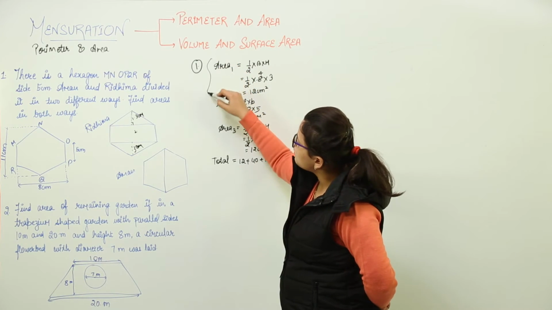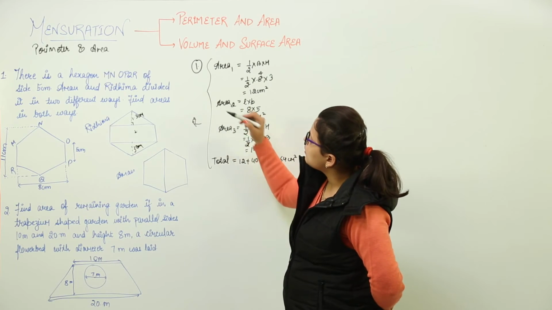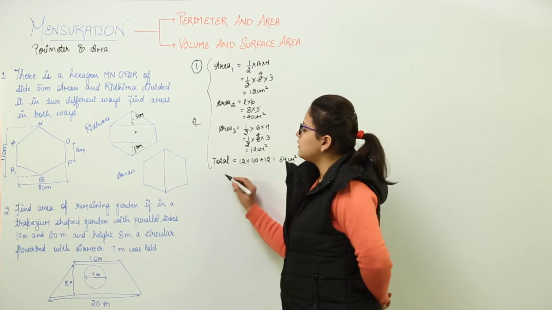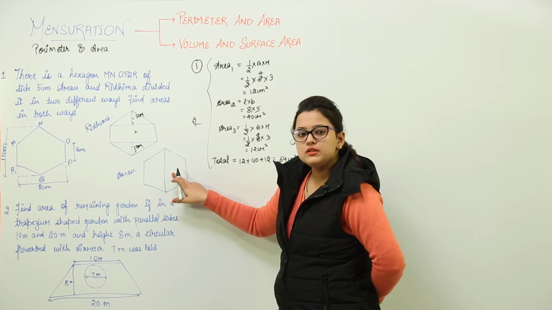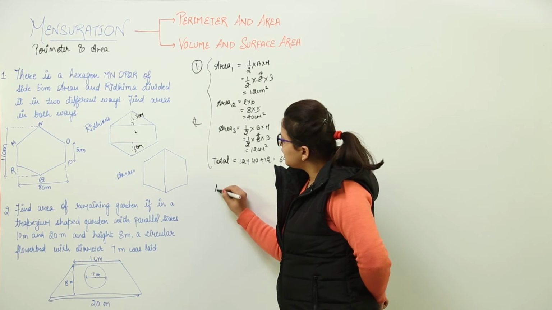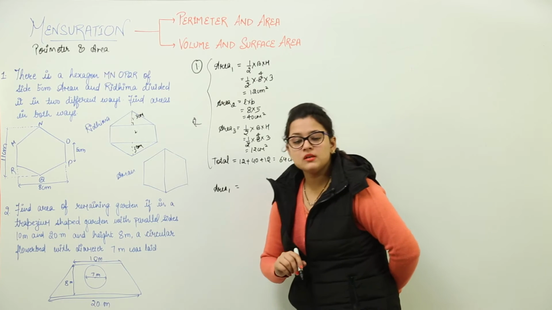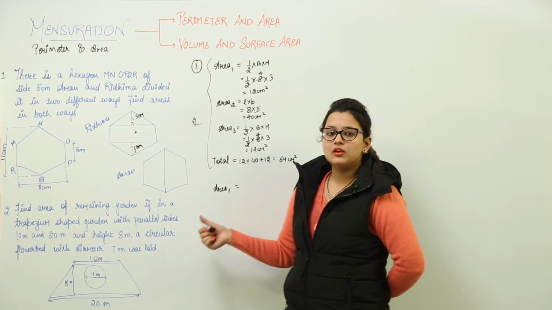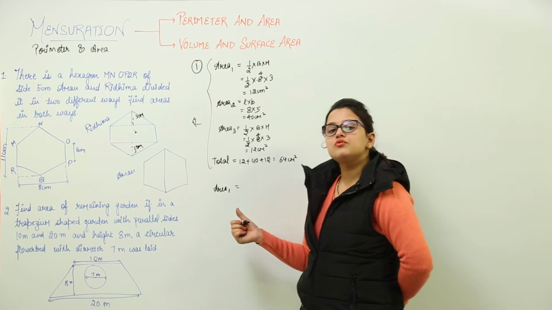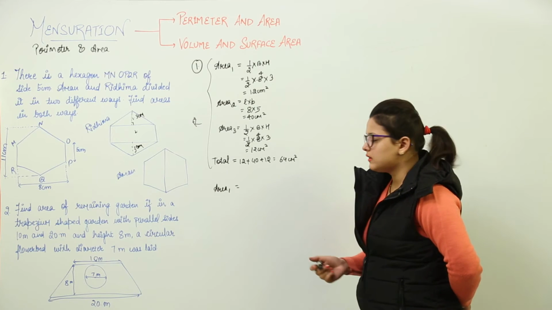This was the case for Ridhima. Now I am going to do it for Aman. See, Aman has divided into 2 parts. Let us calculate area 1. Now you can see both the parts are in the shape of a trapezium. So we will be calculating the area of trapezium 1, then the area of trapezium 2, and we will add them both.